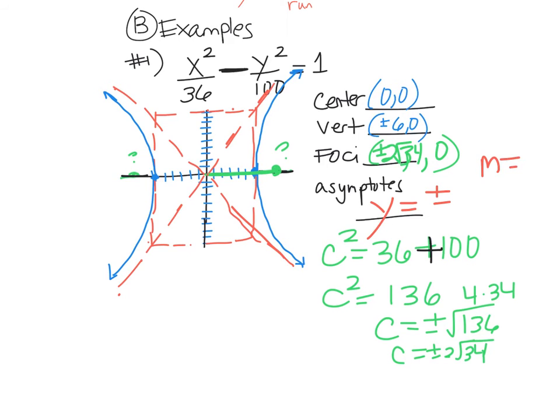Slope is rise 10 and run 6, so that would be 5/3. So plus or minus 5/3 x, and that would be the asymptote equation. Okay?